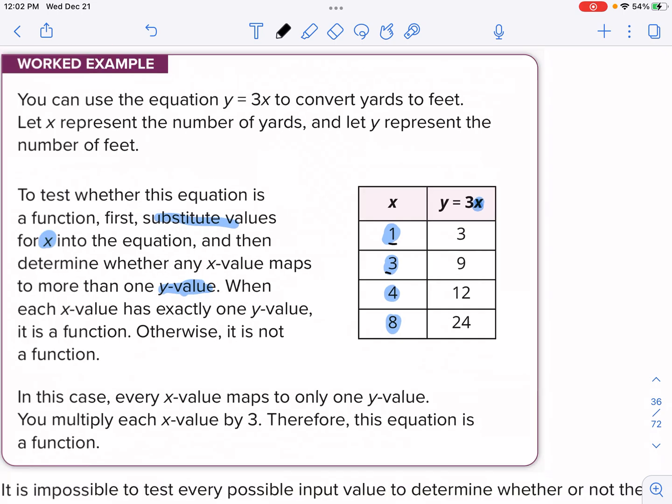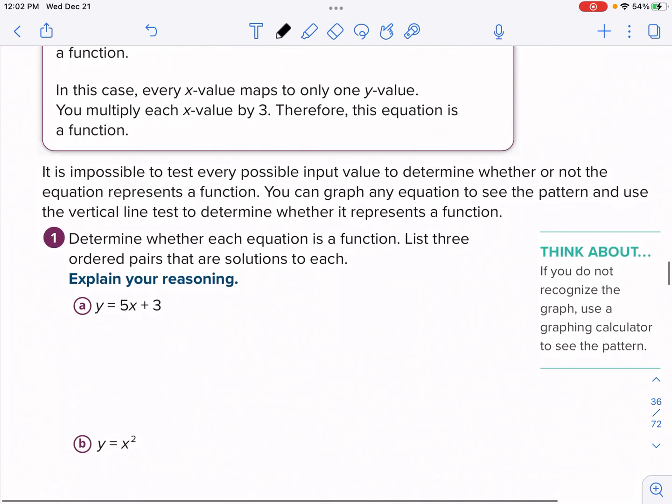Okay, so here, this is an important thing to notice. It is impossible to test every possible input value to determine whether or not the equation represents a function. We'll most likely just plug in maybe 3 values and try to see if there's an example or counterexample from that. But it says you can graph any equation to see the pattern and use the vertical line test to see whether it represents a function. So there's other ways of going about it, but for us in this exercise, we're going to determine whether each equation is a function, list 3 ordered pairs that are solutions, and then we'll determine whether it's a function from there or not.